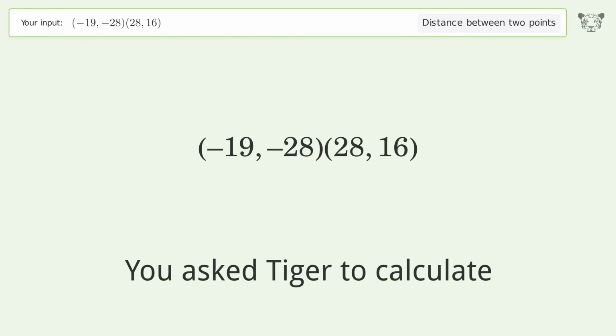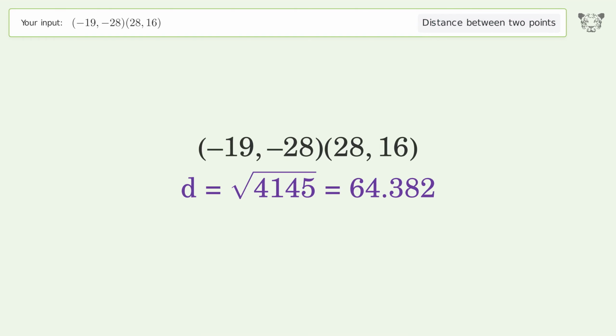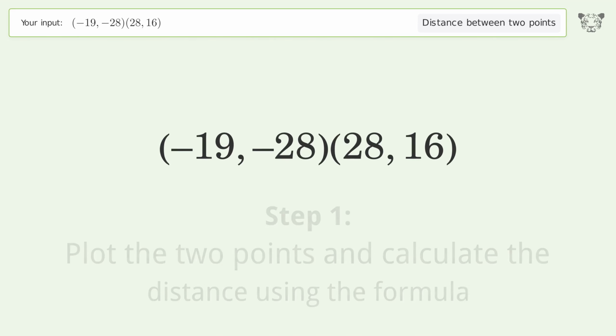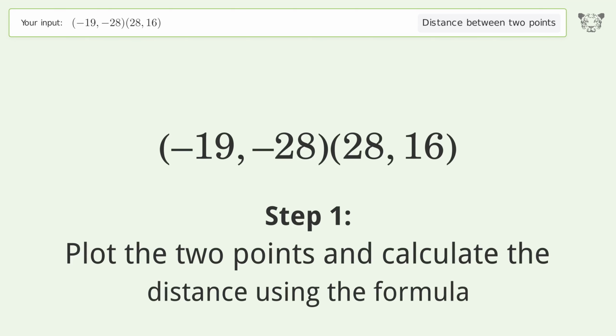You ask Tiger to calculate. This deals with the distance between 2 points. The distance between the 2 points is the square root of 4,145, or 64.382. Let's solve it step by step. Plot the 2 points and calculate the distance using the formula.